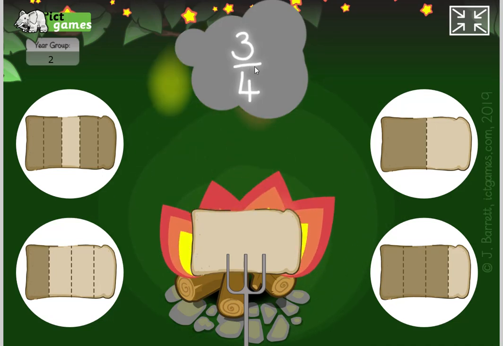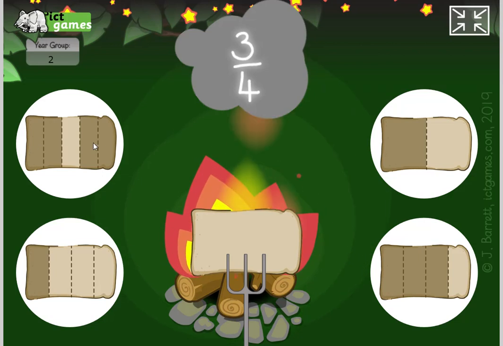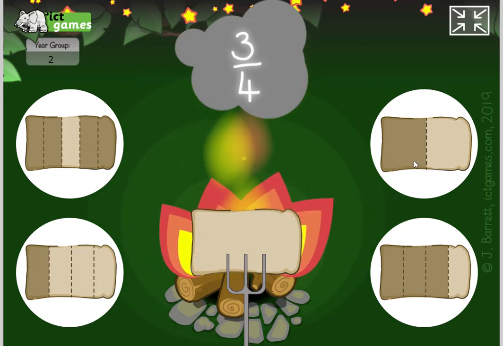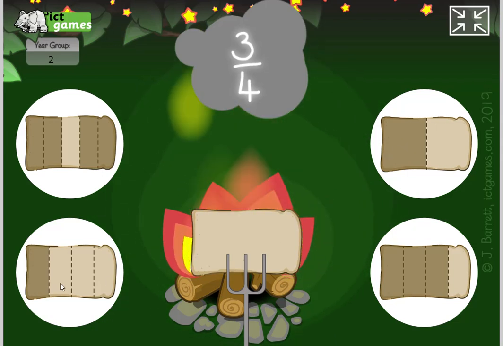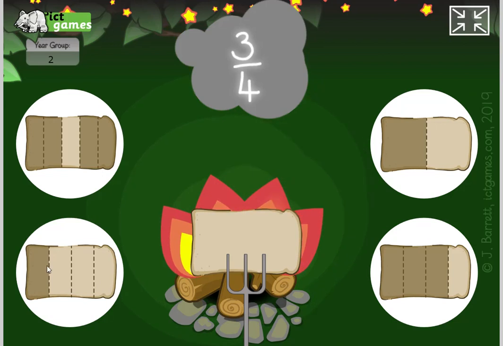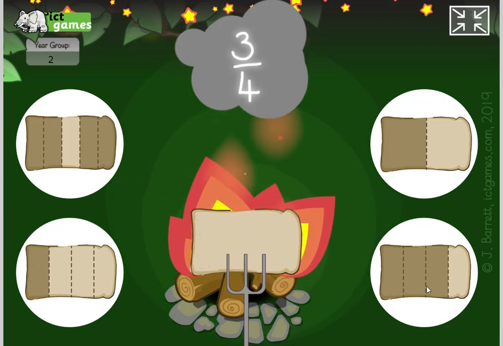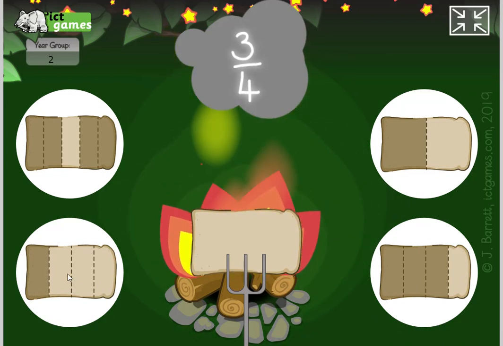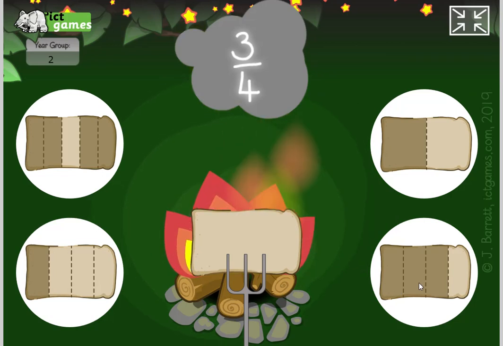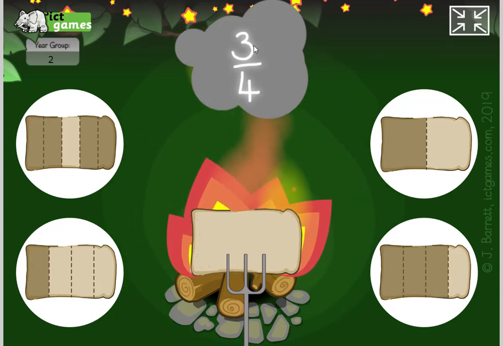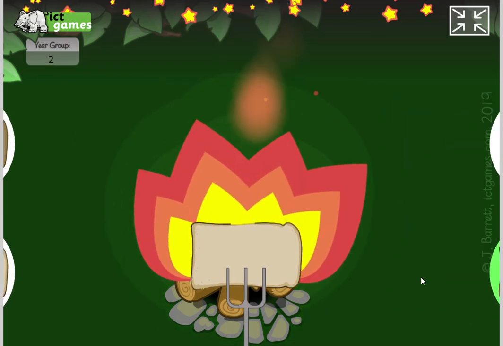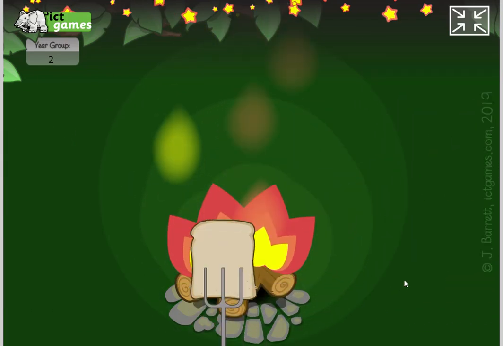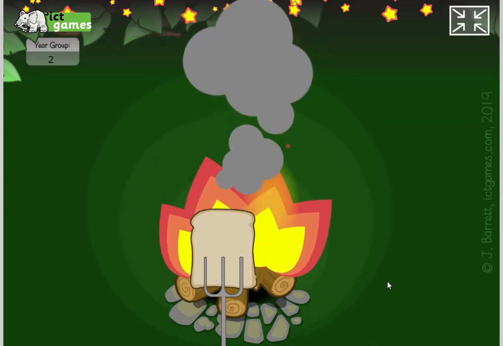Yes, I did. Okay. That's cut into 5, so forget that one. That's cut into 2, so forget that. That's cut into 1, 2, 3, 4, so it could be that one. That's cut into 1, 2, 3, 4, so it could be that one. So it's this one or that one. Which one's got 3 parts shaded? Yeah, that one. Well done. Good job. Super job. Come on, let's have another quarters one.